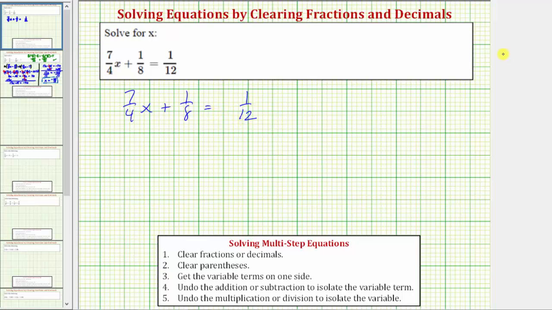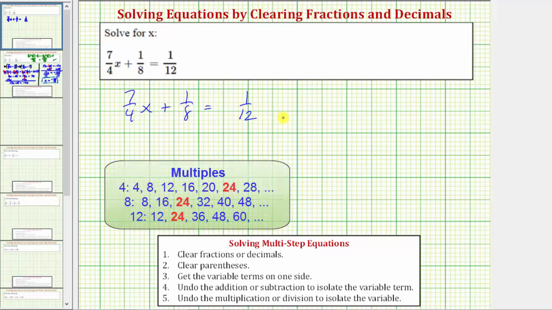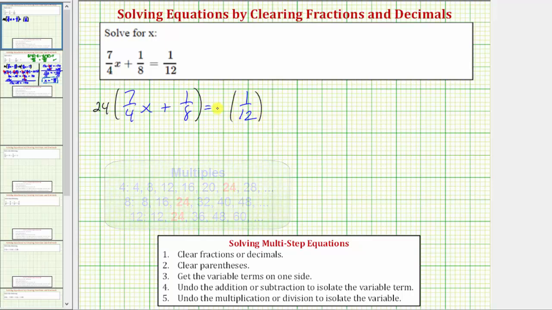And therefore, we need to determine the least common denominator, which is the least common multiple of 4, 8, and 12, which would also be the smallest number that's divisible by 4, 8, and 12. And because the least common denominator is 24, we will clear the fractions by multiplying both sides of the equation by 24. We could multiply both sides of the equation by any common denominator, but by multiplying by the least common denominator, there'll be less simplifying later.